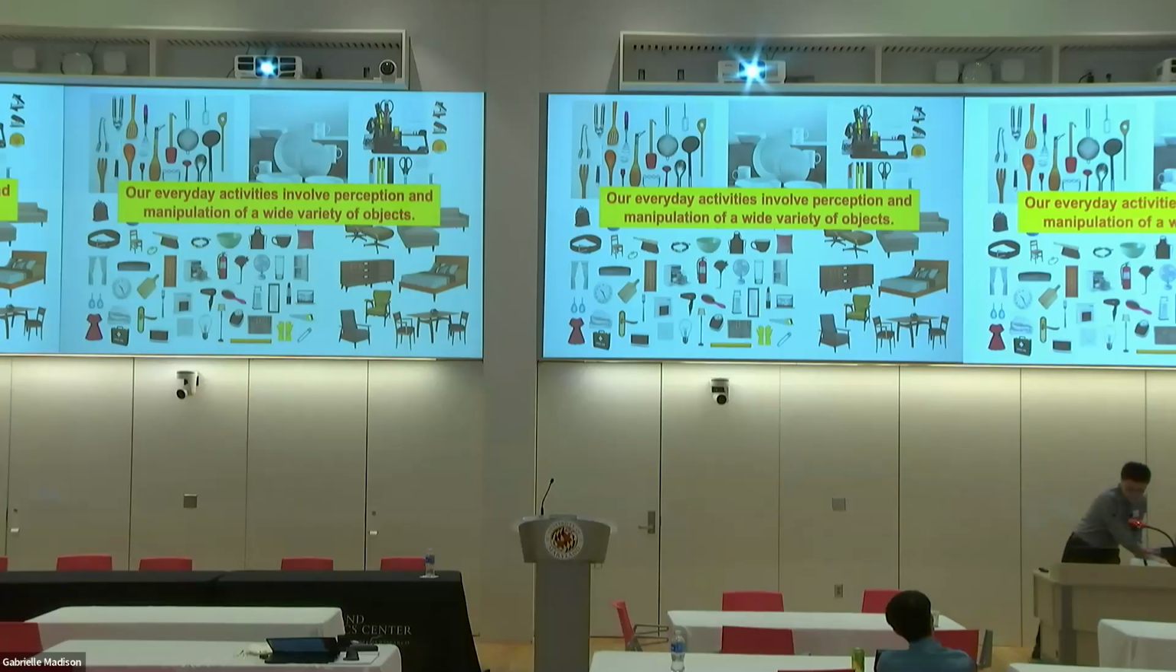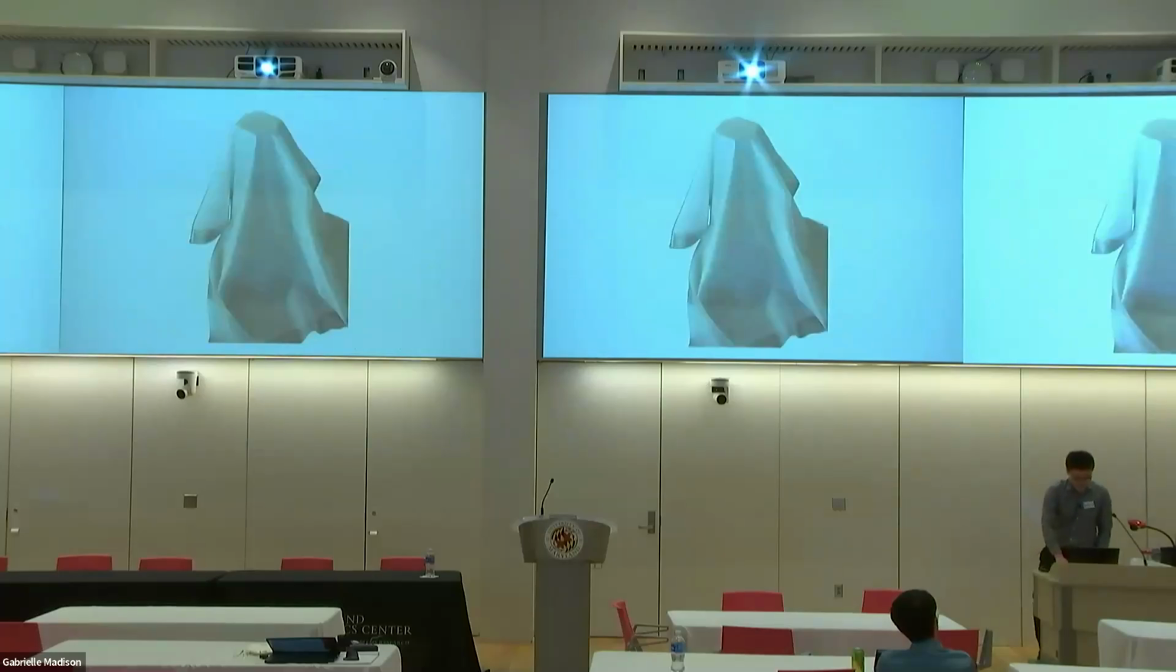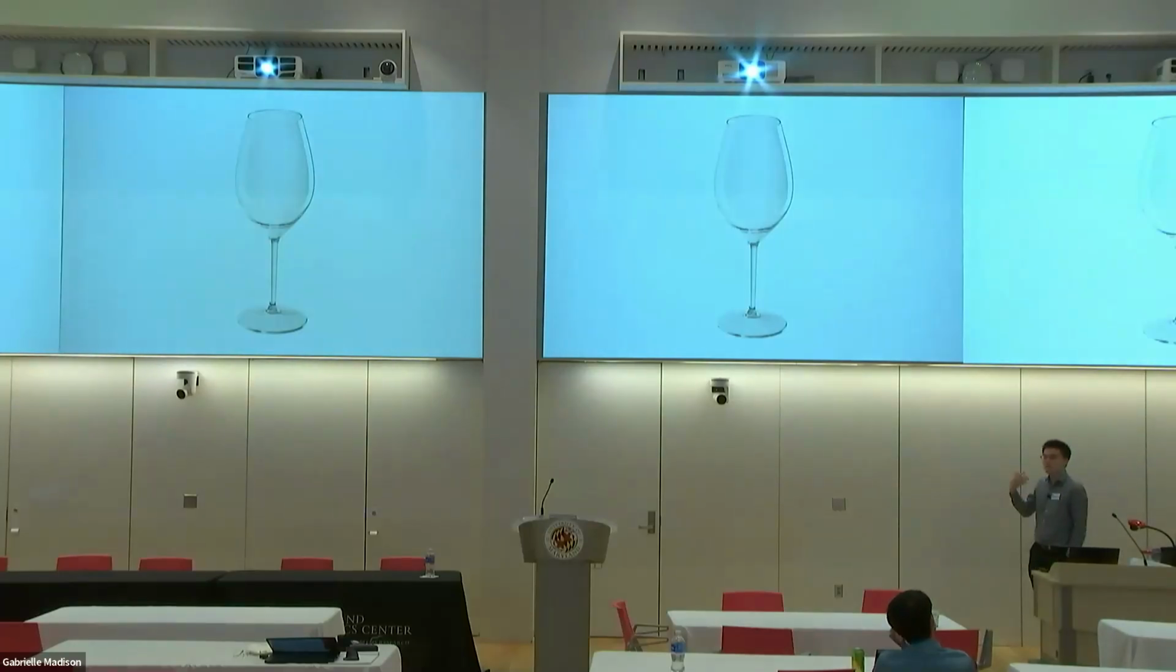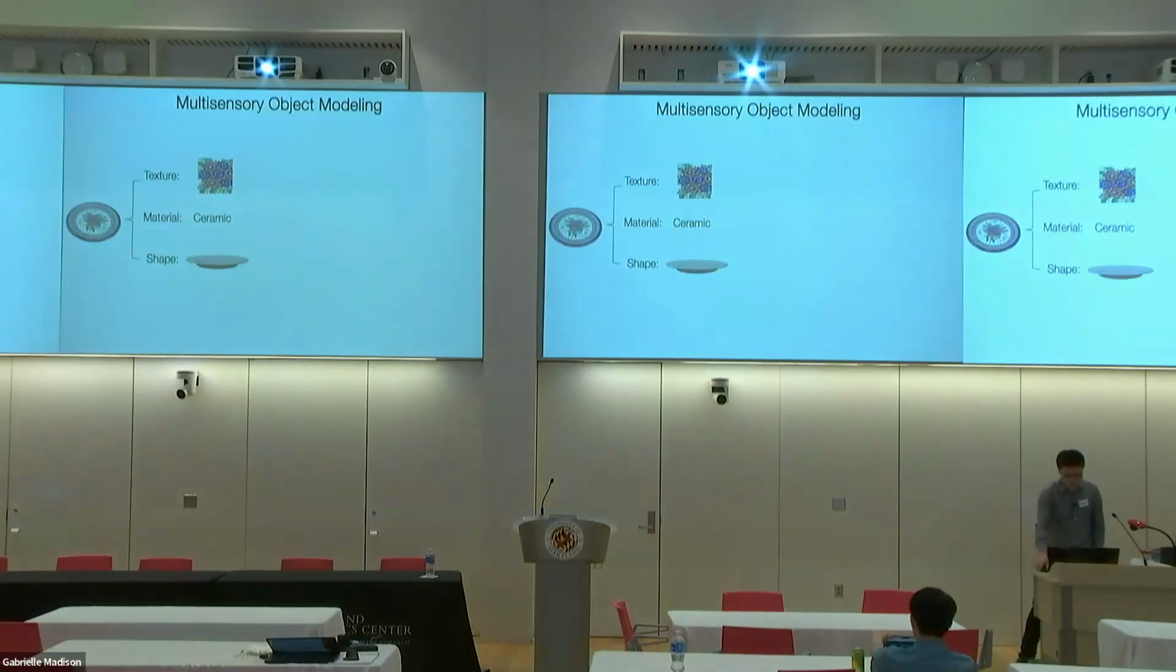So from this simple example, you can tell that in human perception, we need to make use of all the sensory data, all the senses, to perceive objects in the world. Also, the same for robotics, right? So then let's go back to this example object. Why am I interested in multisensory object modeling?